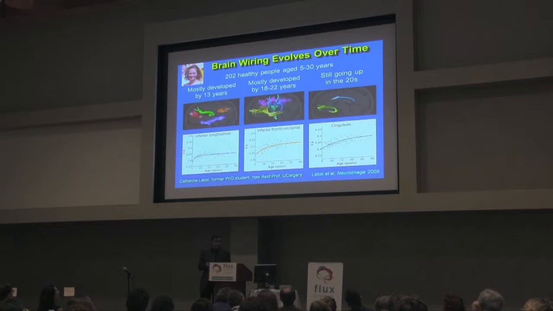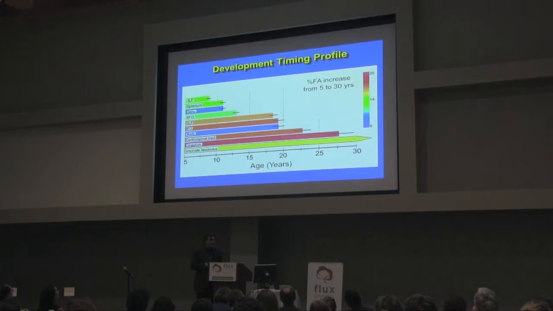And if you make a developmental timing profile where you plot at what age that tract reached 95% of its maximum anisotropy or FA, then you get a bunch of tracts like here that are rapidly developing, you have a bunch that are in the middle, and then you have those few that continue to develop into the 20s. And the hot colors represent larger changes. So not only do the tracts mature at different times, they're also changing by different amounts. You can see that the genu and the body of the corpus callosum are kind of colder colors. They don't change as much as the cingulum, which can change by as much as 20% from age 5 to 30 years.